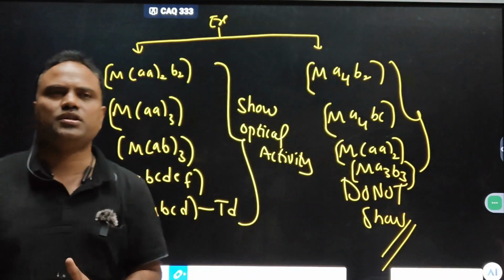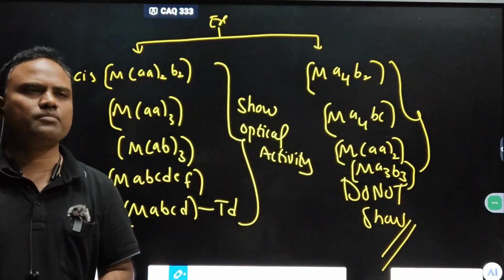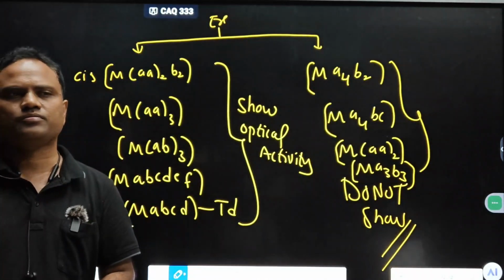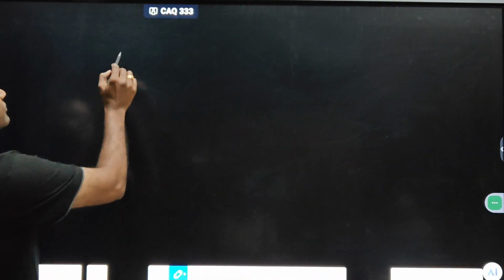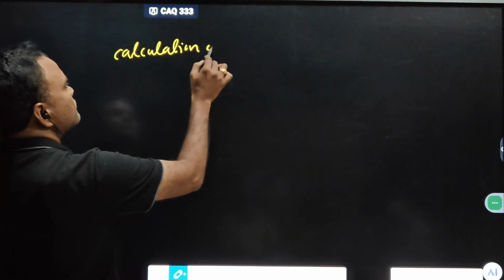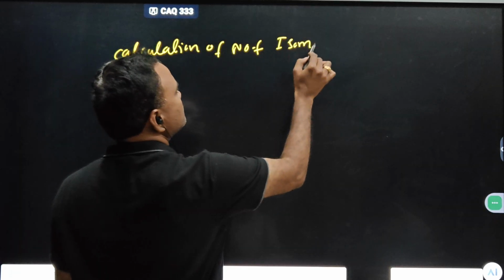Now very important: calculation of number of isomers. Keep heading: calculation of number of isomers.